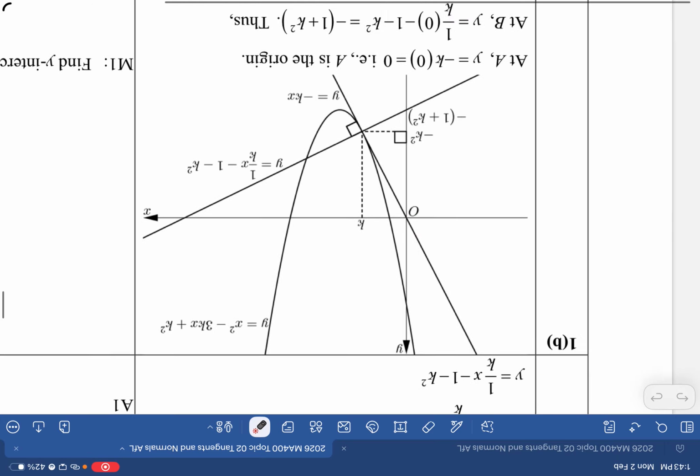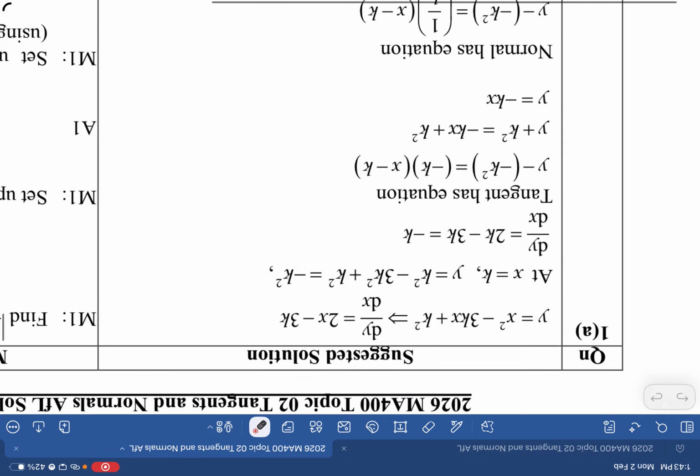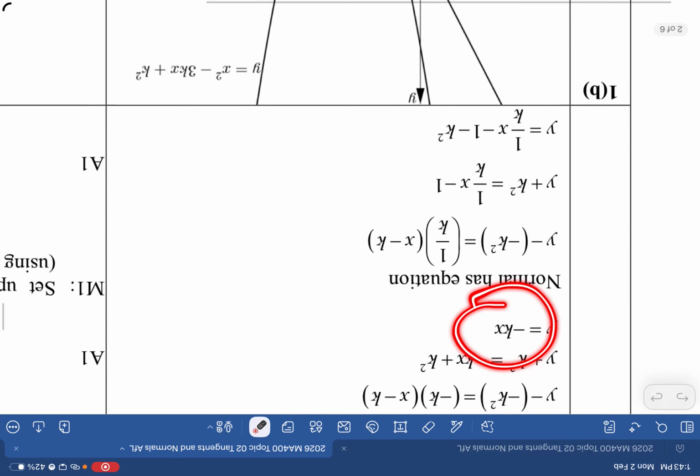I'll pause at this page for a while. Remember to skip question 2, please go to question 3.